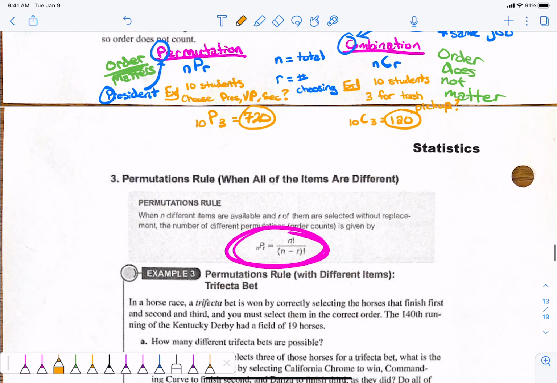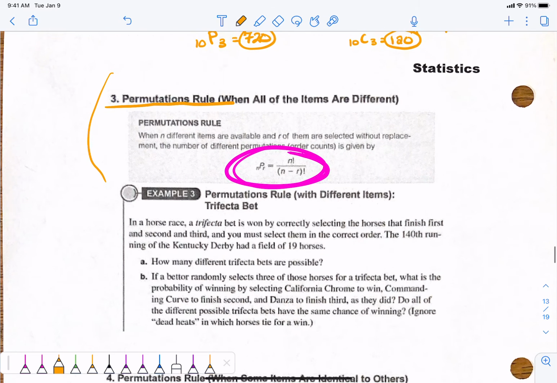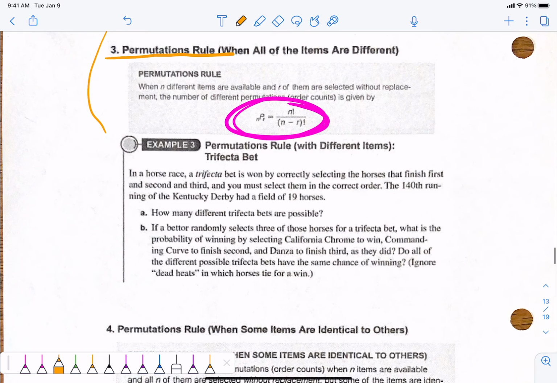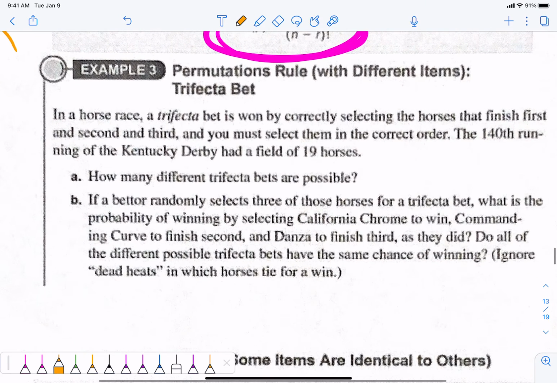We've already talked about this permutation rule. I'm not going to beat a dead horse, so I'm going to skip over this part and go straight to example 3. Example 3, permutations rule. In a horse race, a trifecta bet is won by correctly selecting the horse that finishes first, second, and third place. Does the order matter? Yes. You must select them in that order, so that tells me permutation, just because of the correct order.